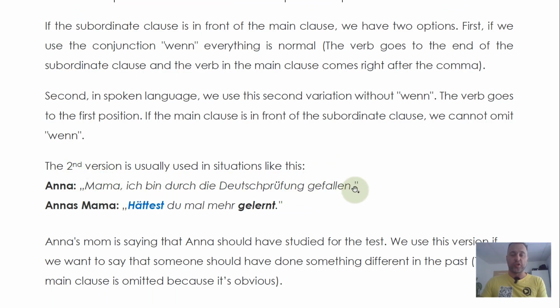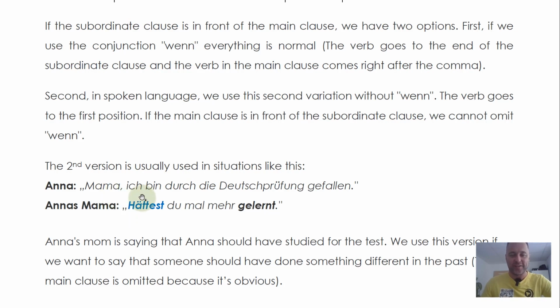Mama, ich bin durch die Deutschprüfung gefallen, says Anna. And now her mom, hättest du mal mehr gelernt? Which means, Mama, I didn't pass the German exam. And now Mama responds, yeah, you should have learned more. There's no word-by-word translation to this in English. So word-by-word, it just doesn't work. You should have learned more.